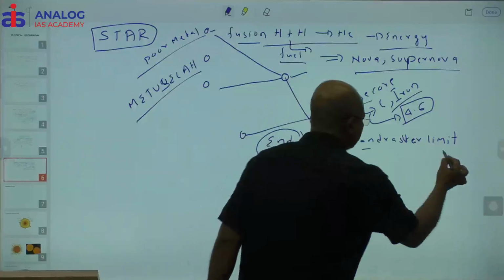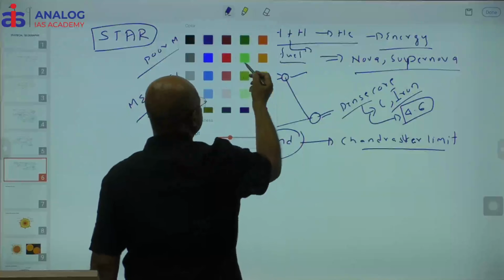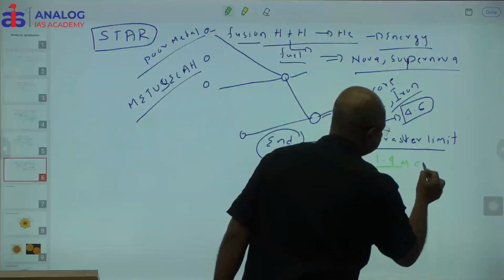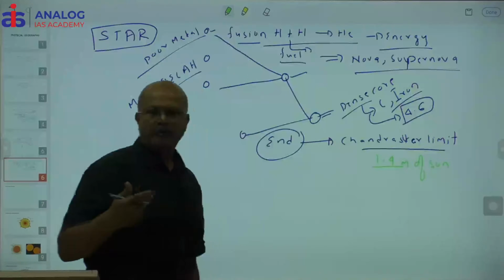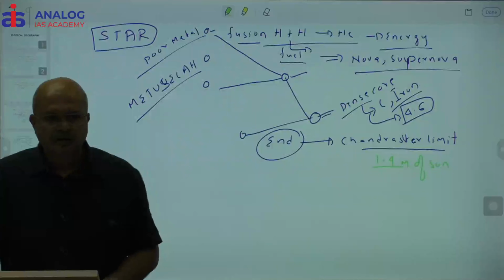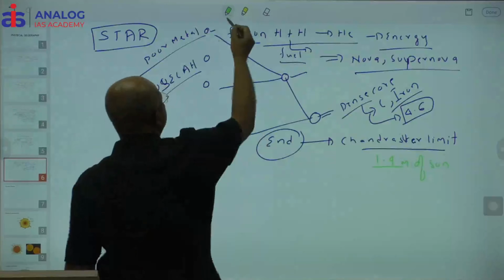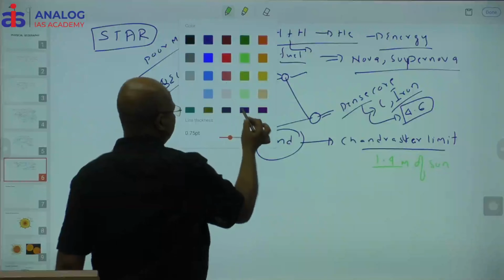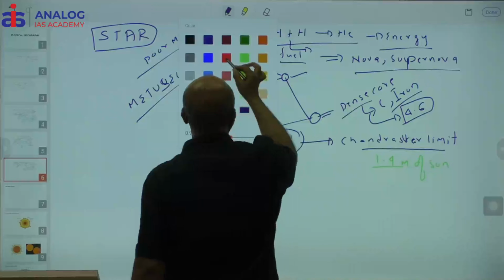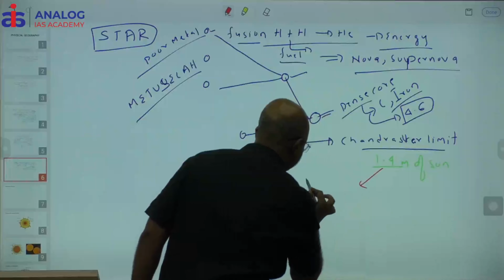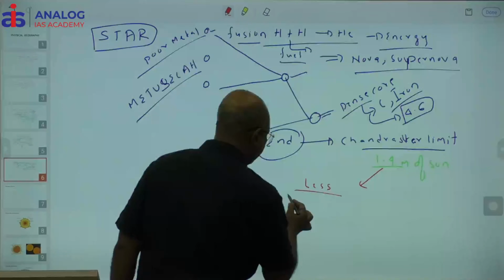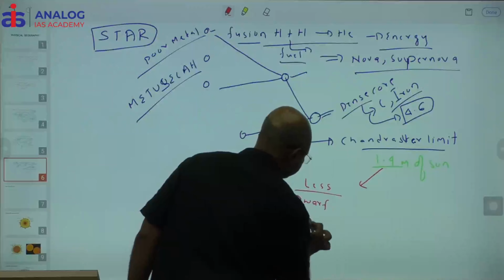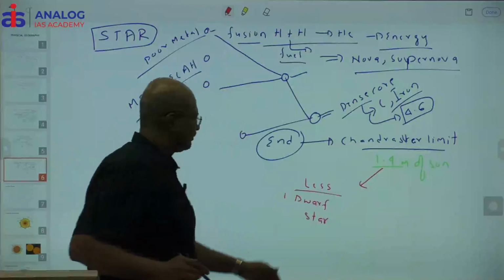Now, what is the Chandrasekhar limit? Its value is 1.4 times the mass of the Sun. Right, 1.4 times, and here he says any star which is less than the Chandrasekhar limit will end its life in the form of a dwarf star.